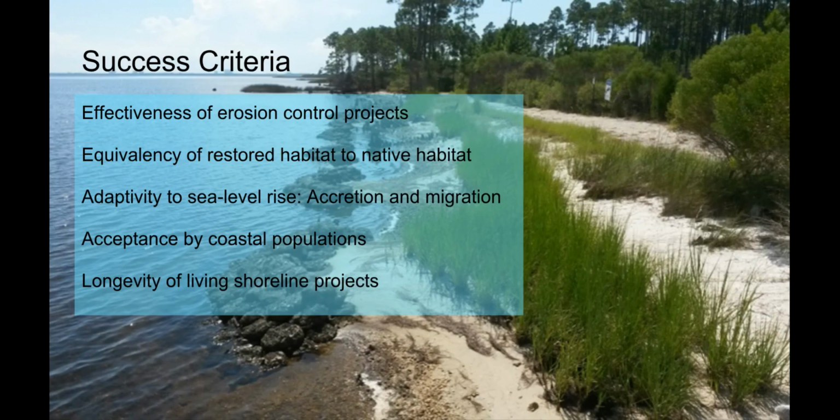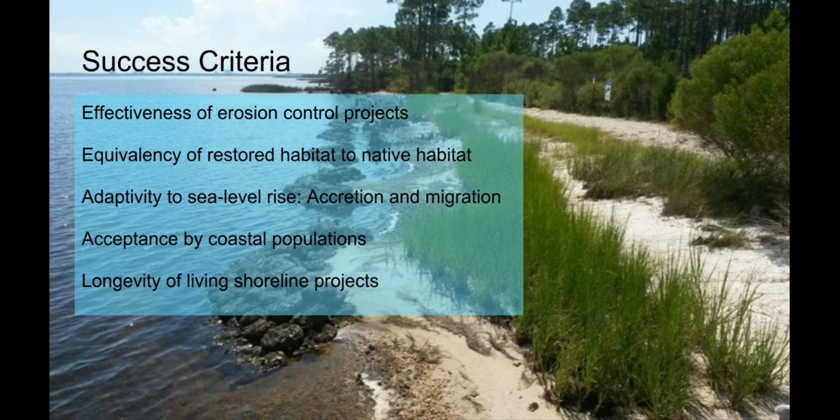So going with the central track of how to improve the current policy and monitor this, these are our success criteria. One, the effectiveness of erosion control. Is the shoreline eroding or not? Two, the equivalency of restored habitat to native habitat. And that really is, are our living shorelines providing the ecosystem services? And that second of the dual management goals, is that being reached? Three, adaptivity to sea level rise.